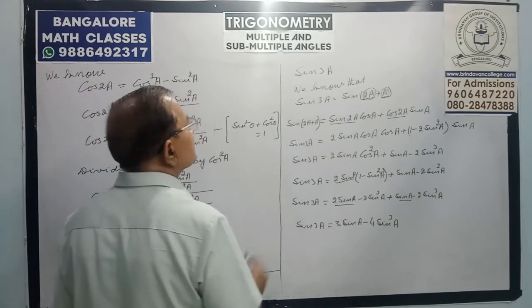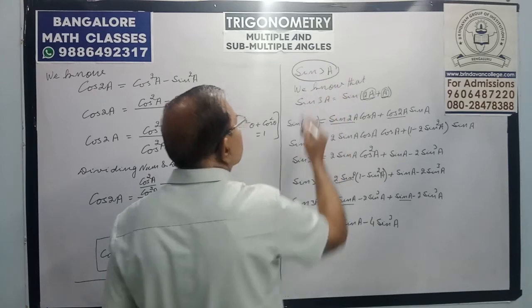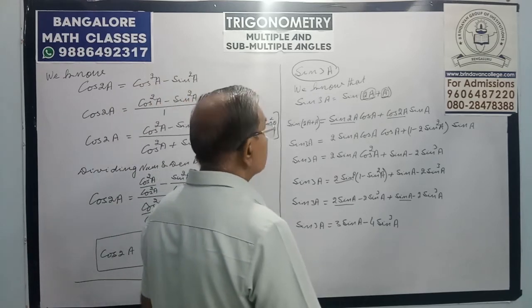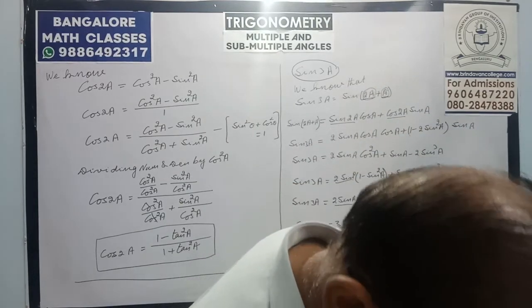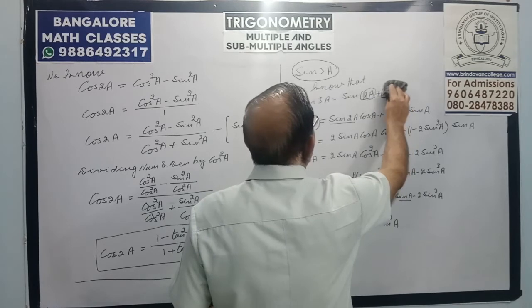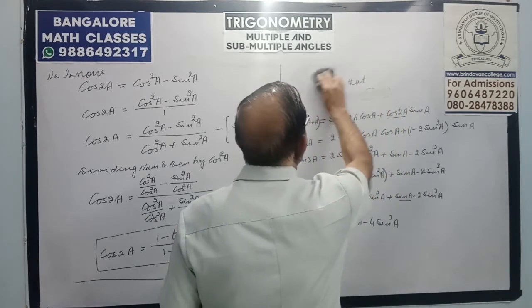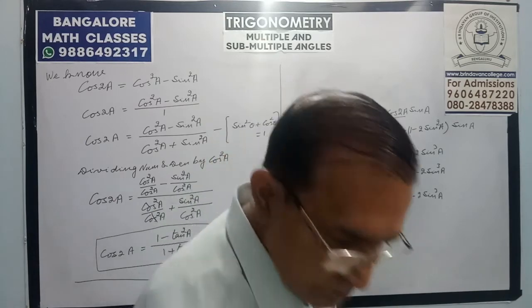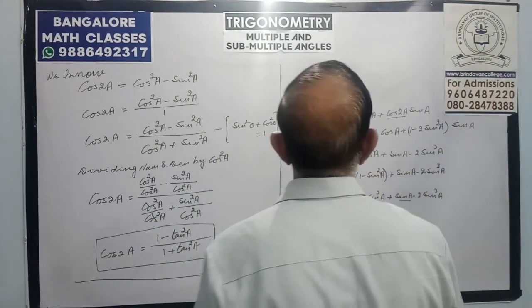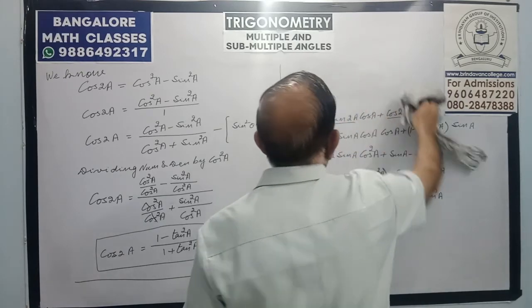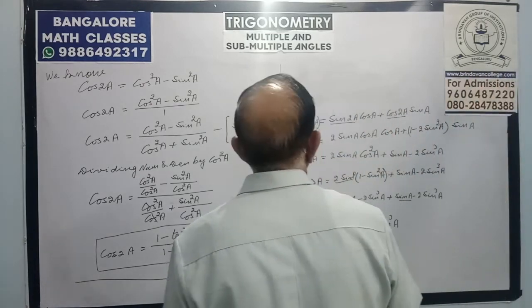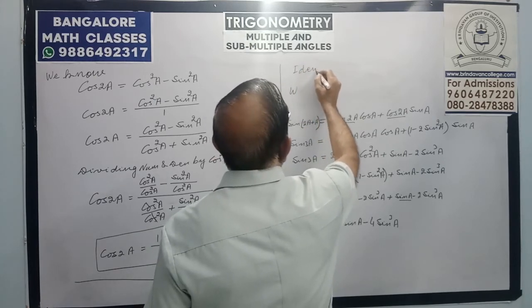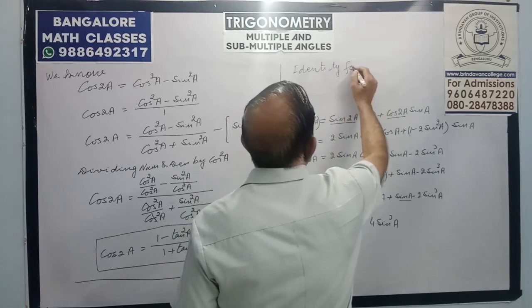Now come to sin 3A. We want the identity for sin 3A. We know that we can write sin 3A as sin(2A plus A).